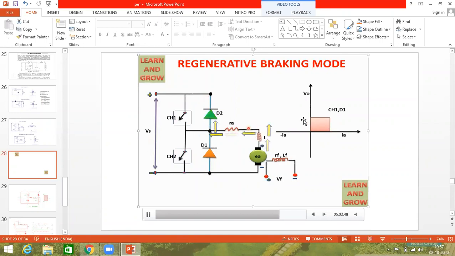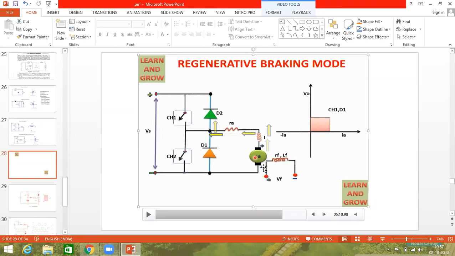Now we can say it acts as a generator because voltage is positive and current direction is reversed. There is no word called negative current. If the direction of the current is reversed, we represent it here by minus IA. If it is plus IA, it is nothing but the machine is acting as the motor. So case 2, I am going to repeat once again. If the back EMF of the motor is greater than the supply voltage, then the motor acts as the generator. Energy is transferred from load to the source.